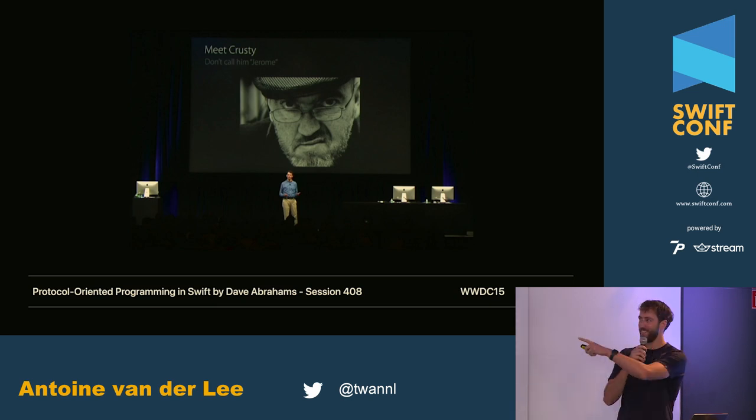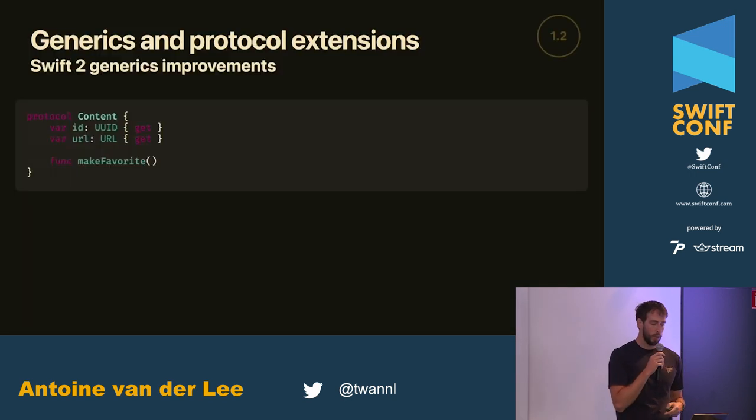Yeah, this was quite a hype in 2015. Everybody started doing protocol-oriented programming because this session was quite amazing. And if we look into one of the changes that was announced that year for Swift 2, we have a protocol Content and it comes with a function, makeFavorite.